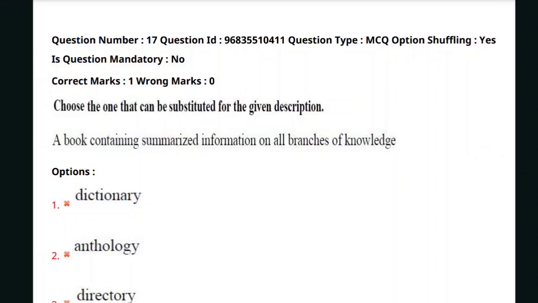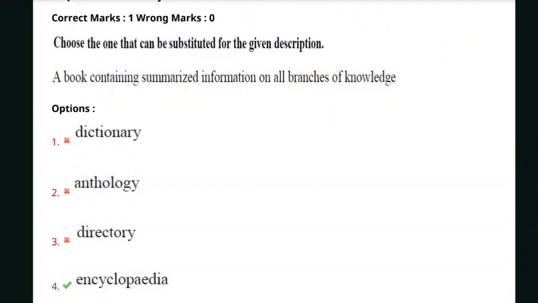And the next question, 17th question, is: choose the one that can be substituted for the given description. Here they are asking the question on one word substitutes. Here they gave you a sentence. You need to find the one word which can be substituted in the place of this whole sentence. Here the 17th question is on one word substitutes, and the question is: a book containing summarized information on all branches of knowledge. Here they gave you options like dictionary, anthology, directory, and encyclopedia.